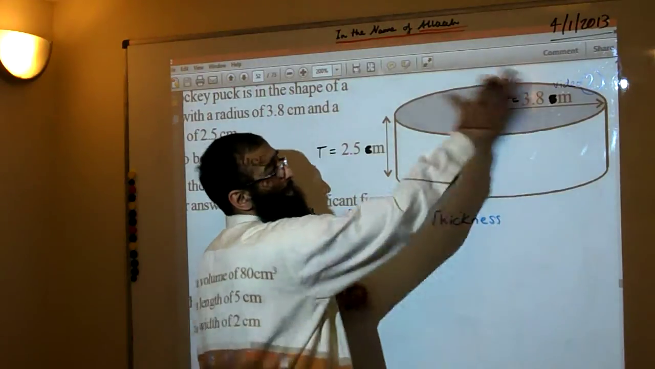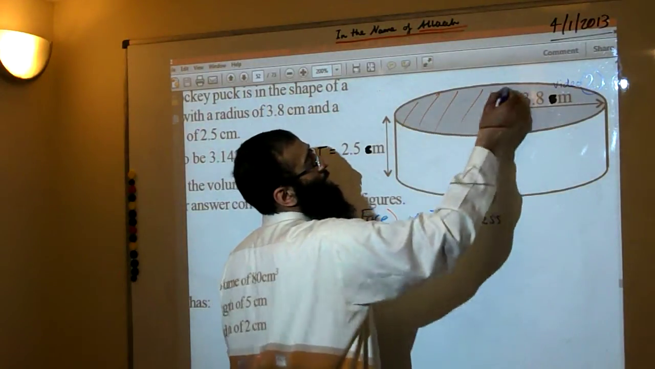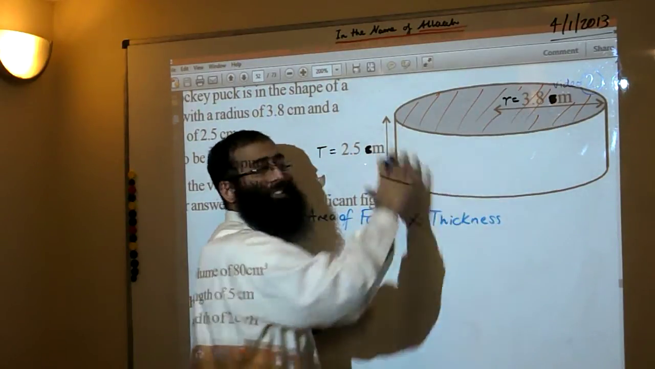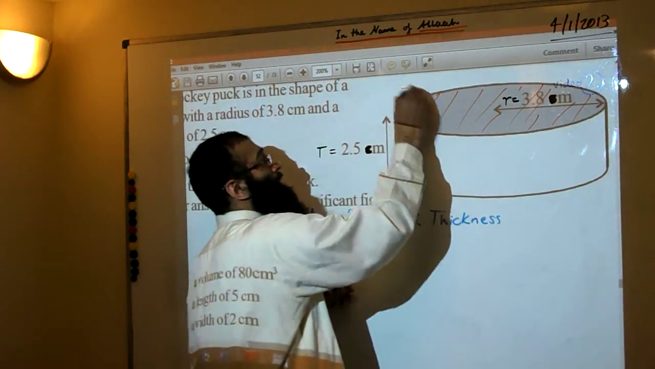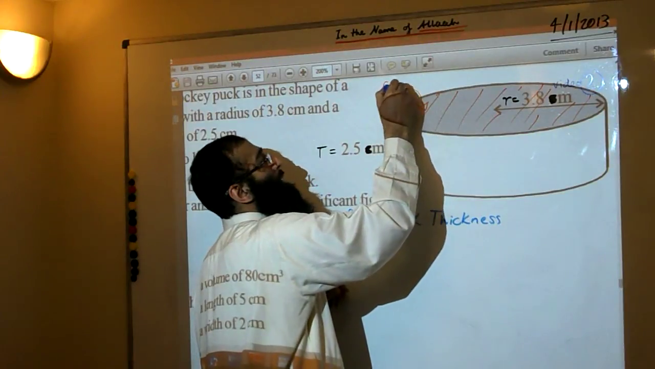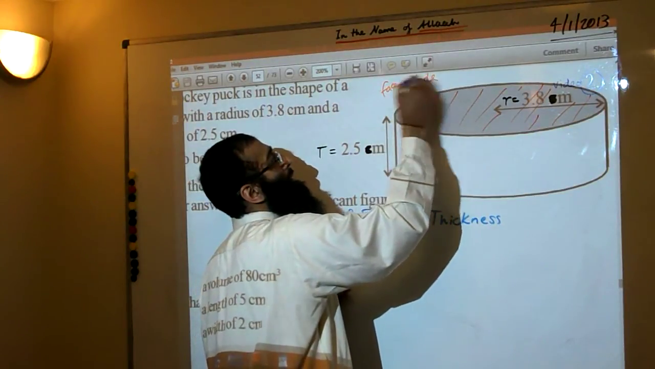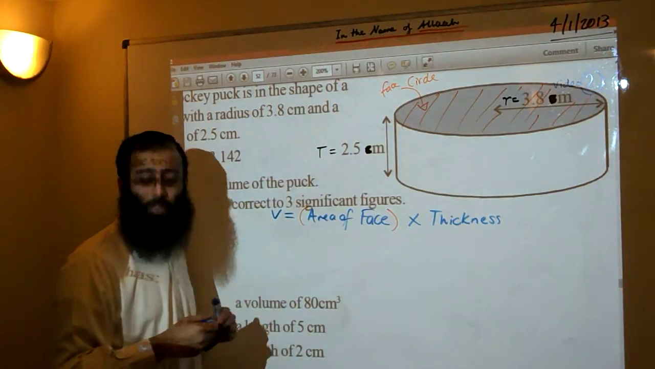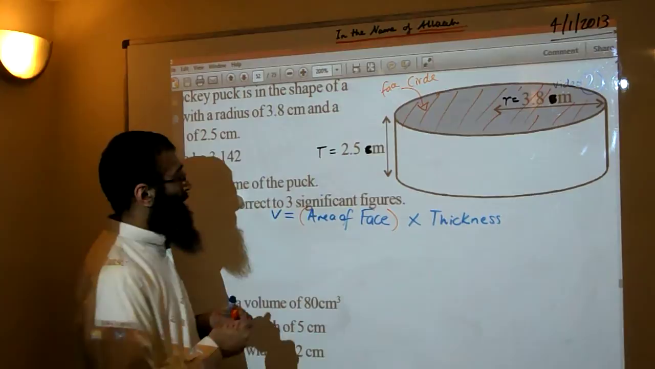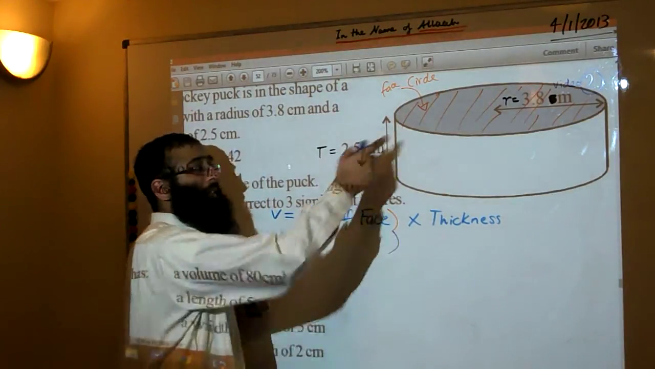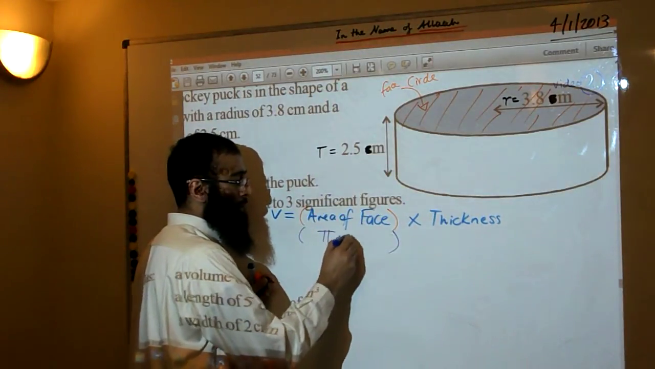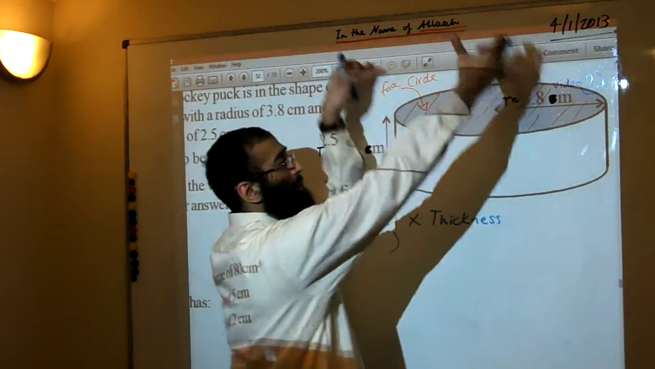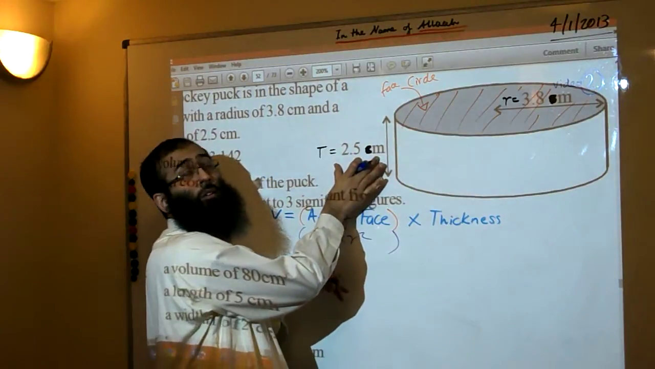As in the previous theme, the area of the face. Where's our face in this particular shape? Here's our face. This is the face. The face is what? It's a circle. So the face of the shape is a circle. Now, what is the formula for the area of a circle? Area of a circle is pi times the radius squared. So this volume is made up of a circle that's been pushed to a thickness of 2.5 meters.